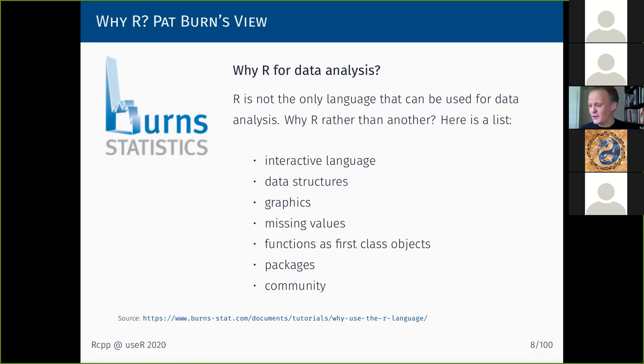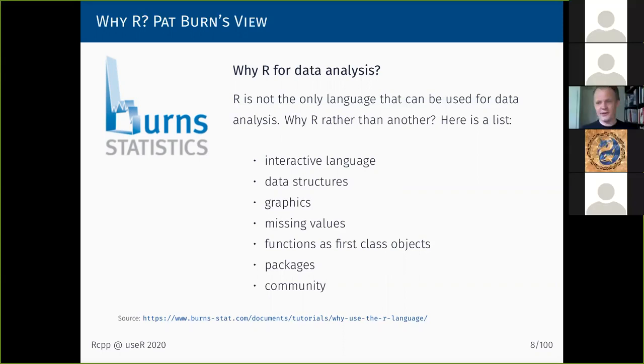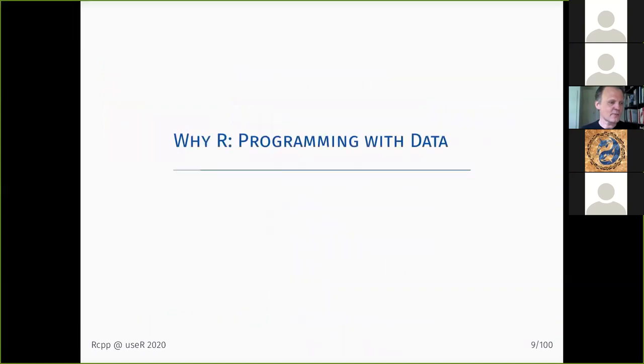There's much more solid support for things like missing values and other features important for modeling. Everything's done really as functions and function calls. The packaging system is really strong, and as Pat points out in this set of bullet points from a few years ago, community is really a strength, and we all know that here, given that we're in an event hosted by the R-Ladies.